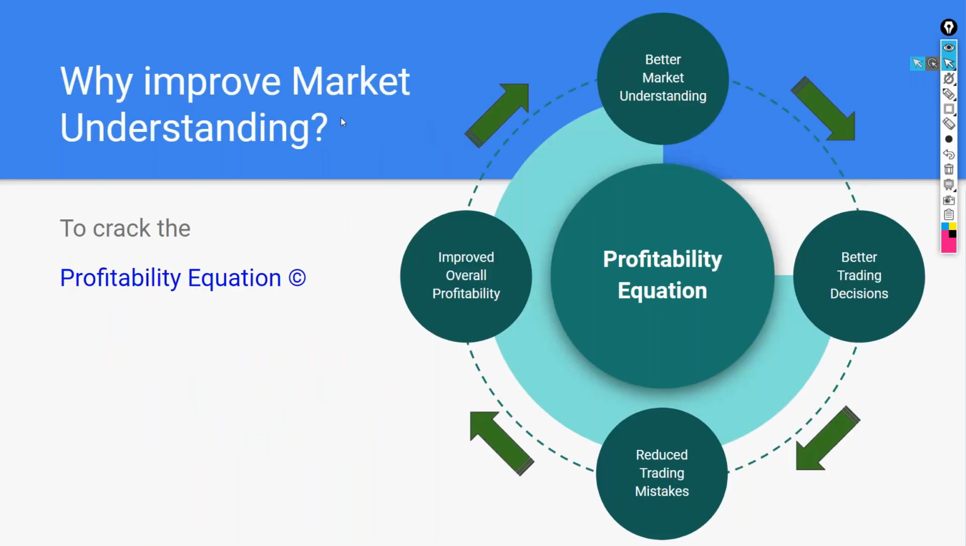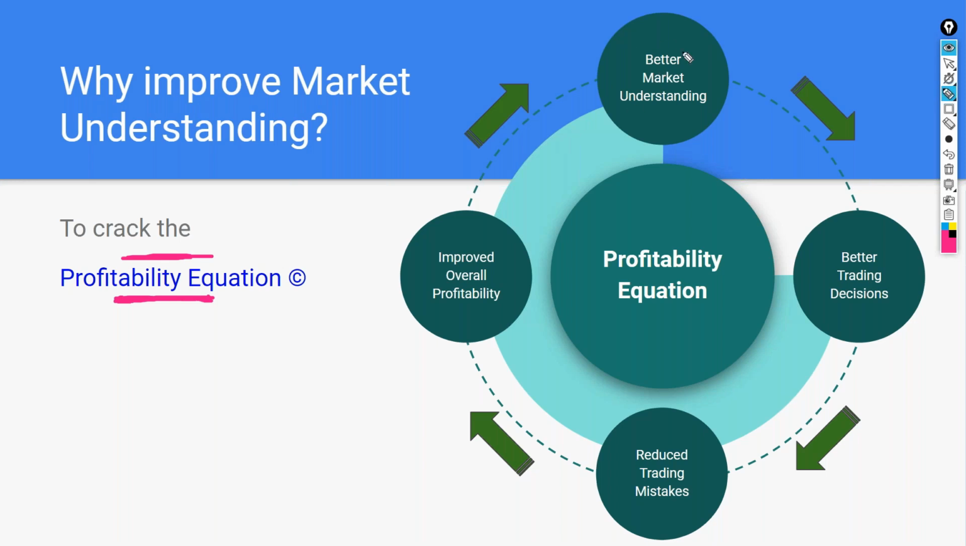Why improve market understanding? So I am saying that you want to improve the market understanding, but is there an objective reason for improving it? And absolutely there is, and that is to crack this profitability equation. This is a concept that I have shared. It came to my mind, so I never found it anywhere else, and I've been sharing it for a long time now, over a decade now. What is a profitability equation?